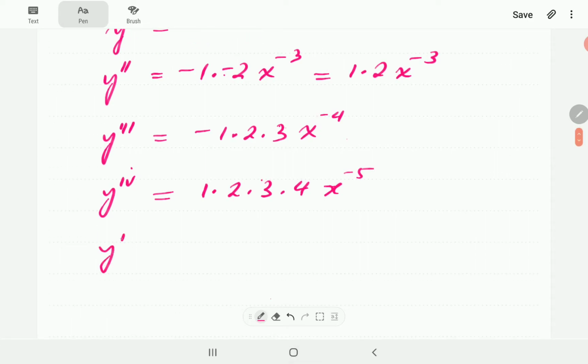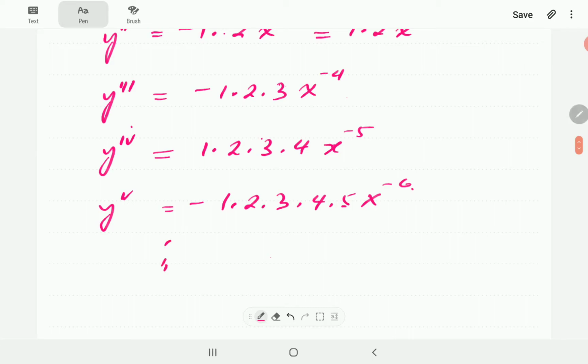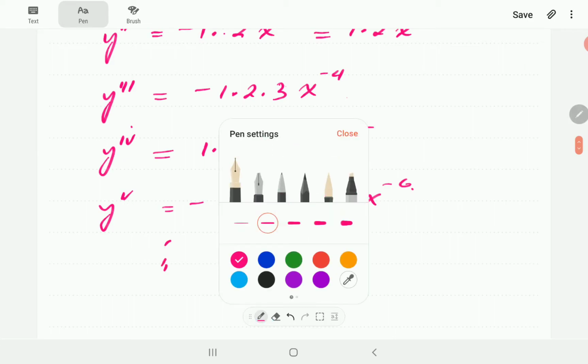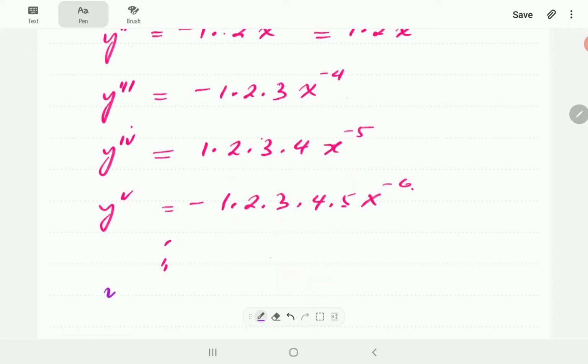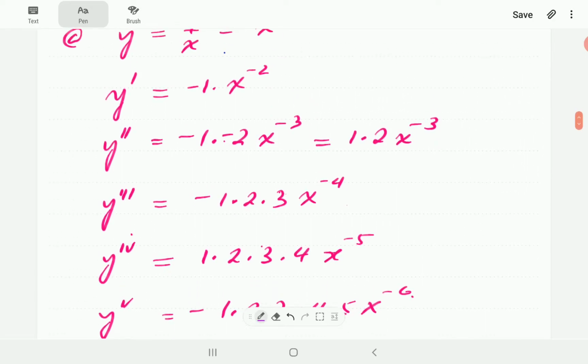Maybe let me just do one last one. The fifth order derivative is now going to be negative 1 times 2 times 3 times 4 times 5 x to the power negative 6. All right, so from here we're going to make a generalization about the nth order derivative. Now we're going to do this by splitting it into smaller segments.